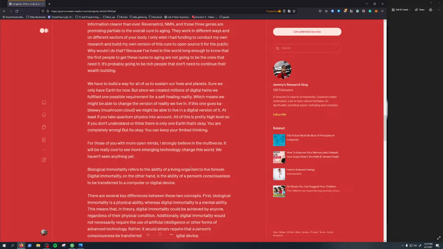Sure, we only have one Earth for now, but since we've created millions of digital twins, we've fulfilled one possible requirement for a self-healing reality, which means we might be able to change the version of reality we live in. If this one goes kablooey, image of a mushroom cloud, right? We might be able to live in a digital version of it, at least if you take quantum physics into account. All of this is pretty high level, so if you don't understand it, that's totally fine.